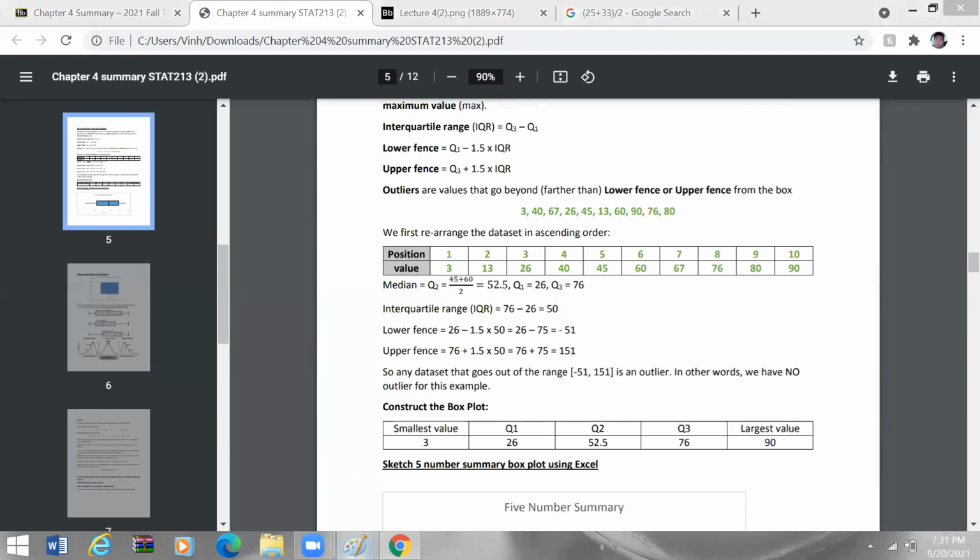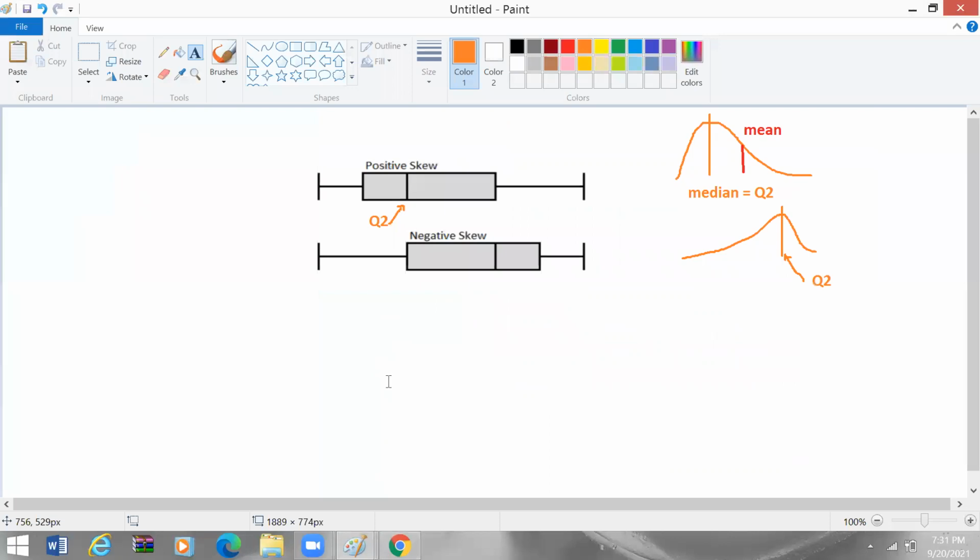On the other hand, we're going to utilize the medians, the Q1 and Q3, to look for the outliers. So why is it so important to have the outliers?